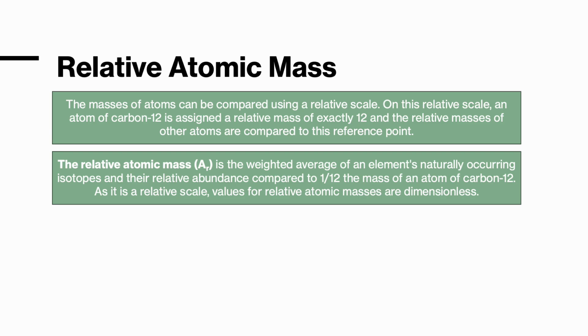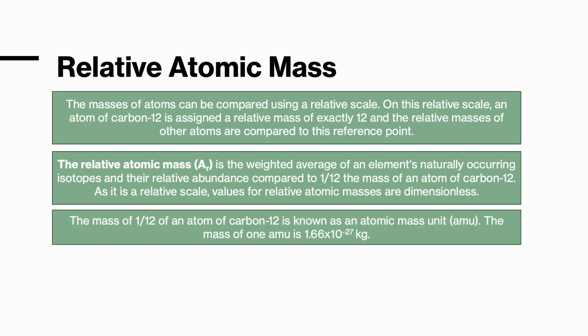Now, as this is a relative scale, the values for relative atomic mass are dimensionless. The mass 1/12 of an atom of carbon-12 is known as an atomic mass unit, and the mass of one atomic mass unit is 1.66 times 10 to the power of negative 27 kilograms, and this is found in the data booklet.